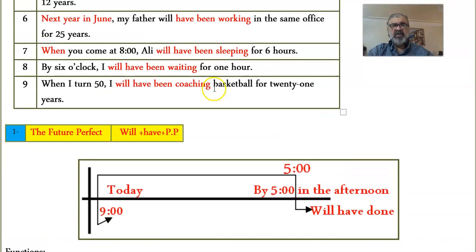Now next year in June, enough with April, June, okay, my father will have been working in the same office for 25 years. Again, he goes back in time 25 years, and he remembers when his dad started working in this company, and he's saying this to his friends. Imagine that it's been 25 years. It's going to be 25 years in next June 2021, hopefully.